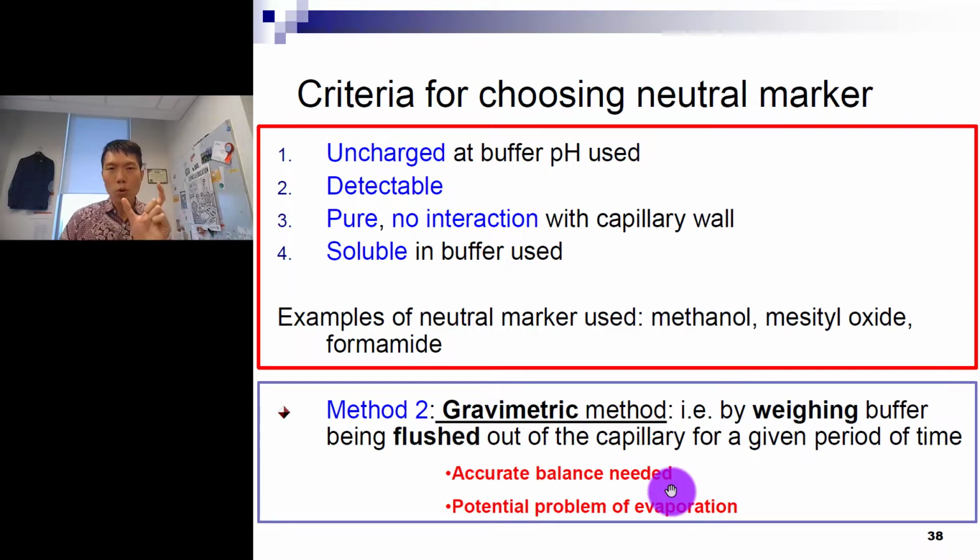Next, it must be detectable. Because after all, your substances and your marker must be detected by the window, either the UV or the fluorescent and some other detections. If it's not detectable, there's no signal, then there's no reference point. Next, it must be pure. There's no interaction with the capillary wall.